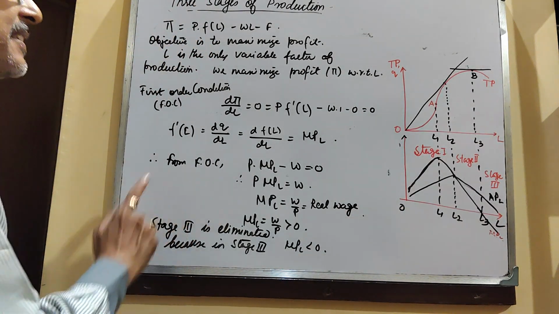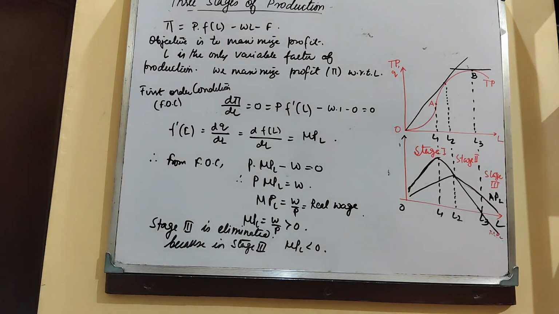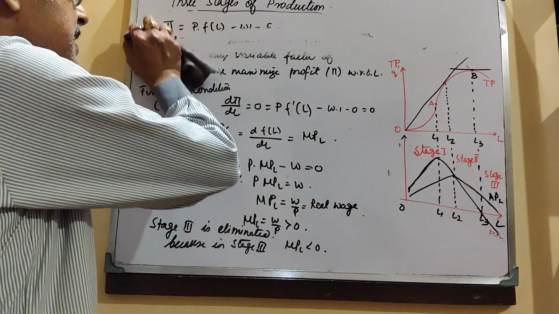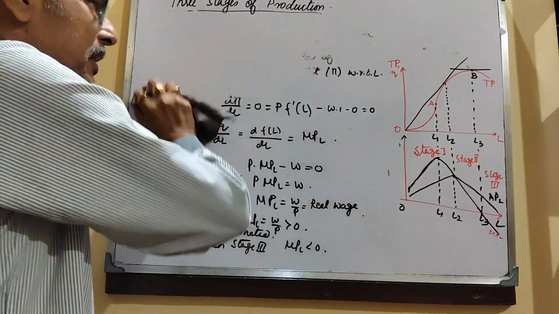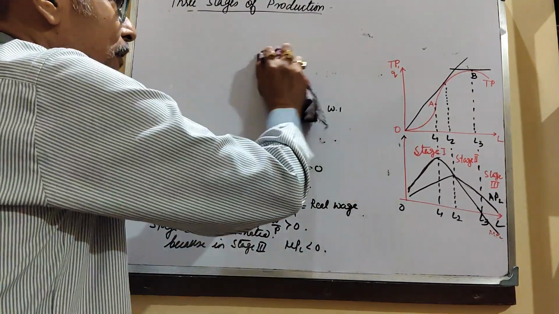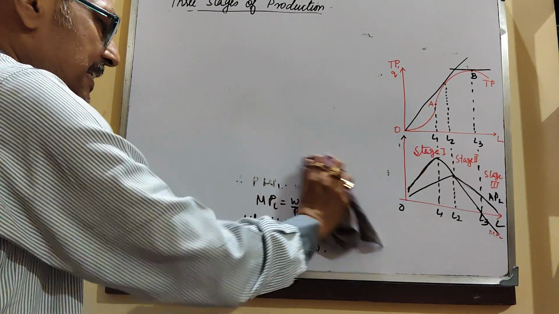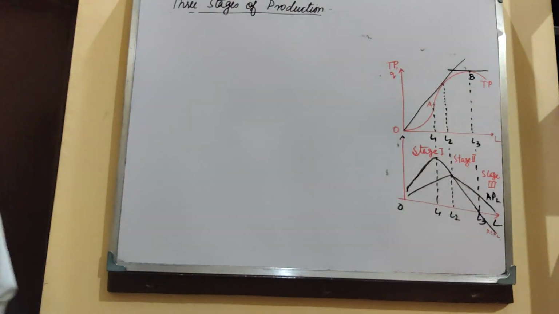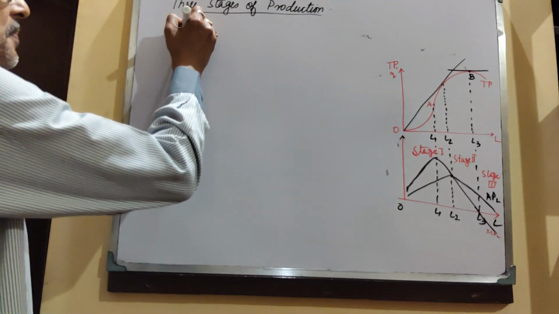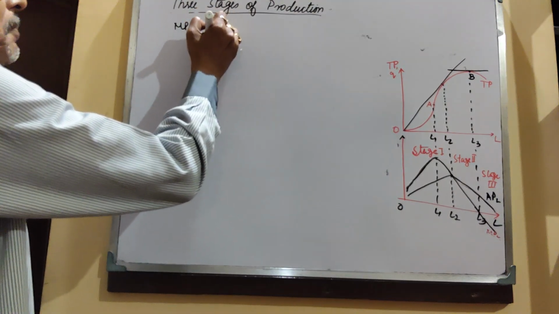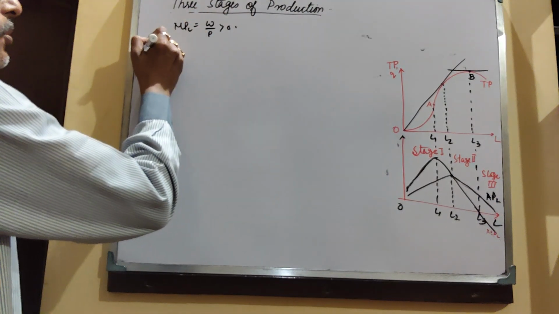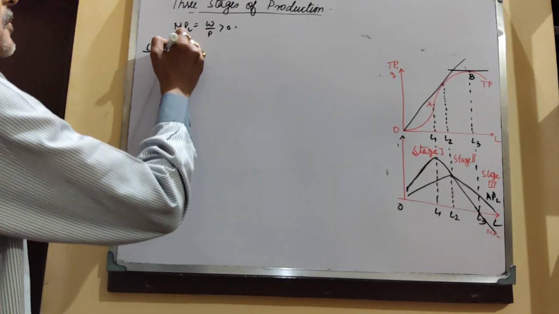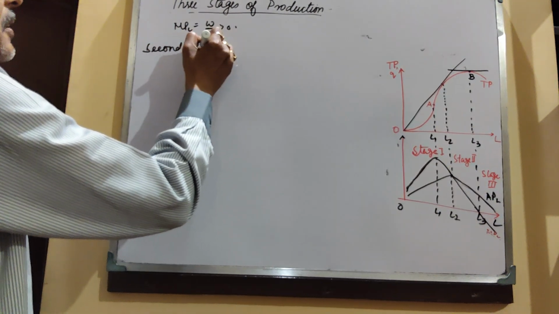Now we do the second order condition. From the first order condition we are getting MPL equals W by P. I am writing here, MPL equals W by P, which is greater than 0. Now the second order condition.